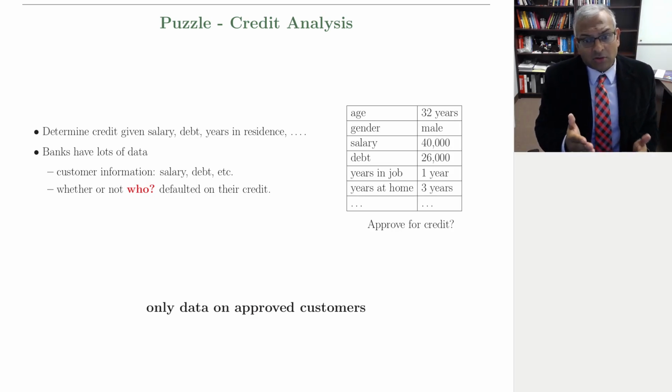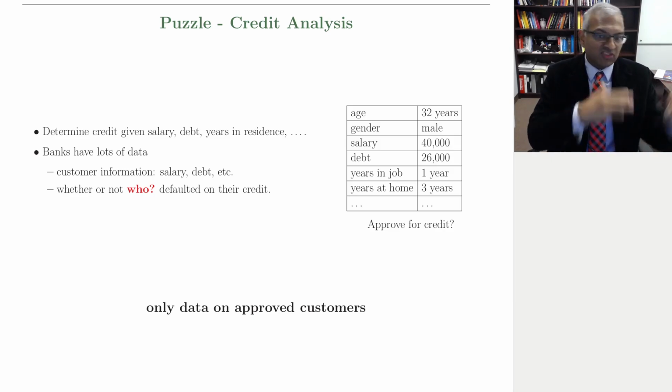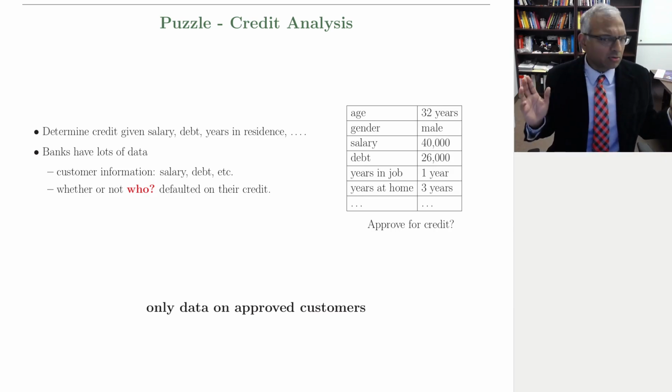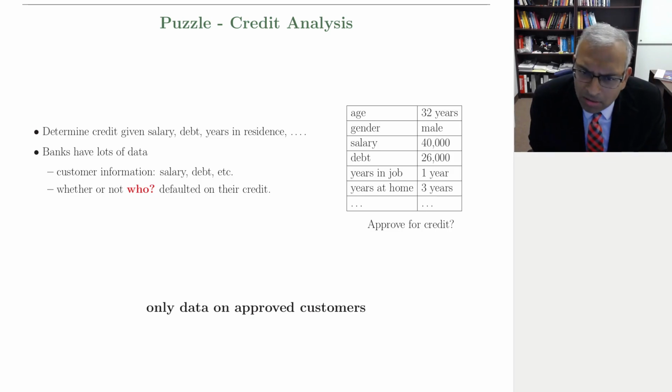But then you're going to lose all the people who were rejected who should have been approved. And if there were biases and historical issues with who got credit and who didn't, that could lead to severe societal inequity. So this is a very challenging problem. How to deal with this sampling bias?